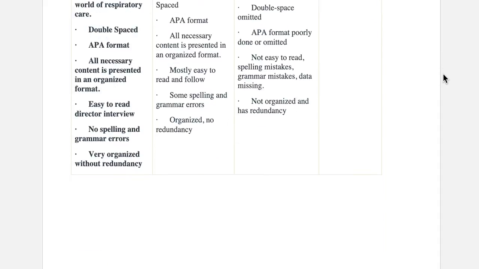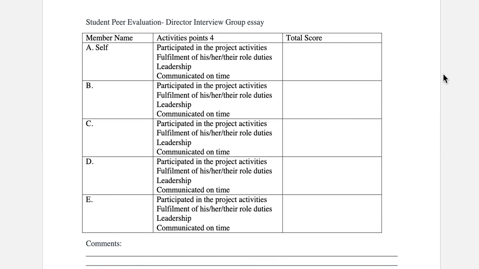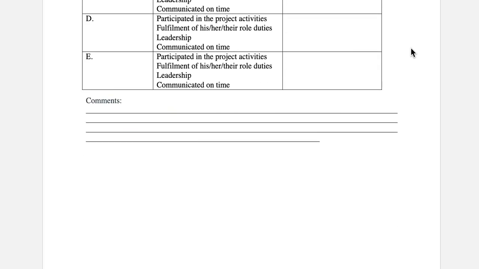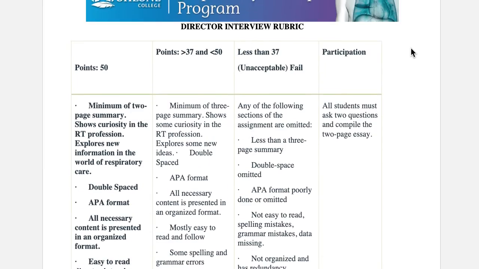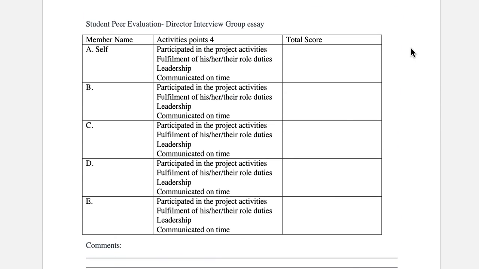That's the director interview rubric. At the end for the essay, they evaluate each other for if they participated well or not, and then they score each other. That way, if there's any issues that one of the students is not helping out, you should be aware, and if you find out that they're having trouble, I should be aware right away.